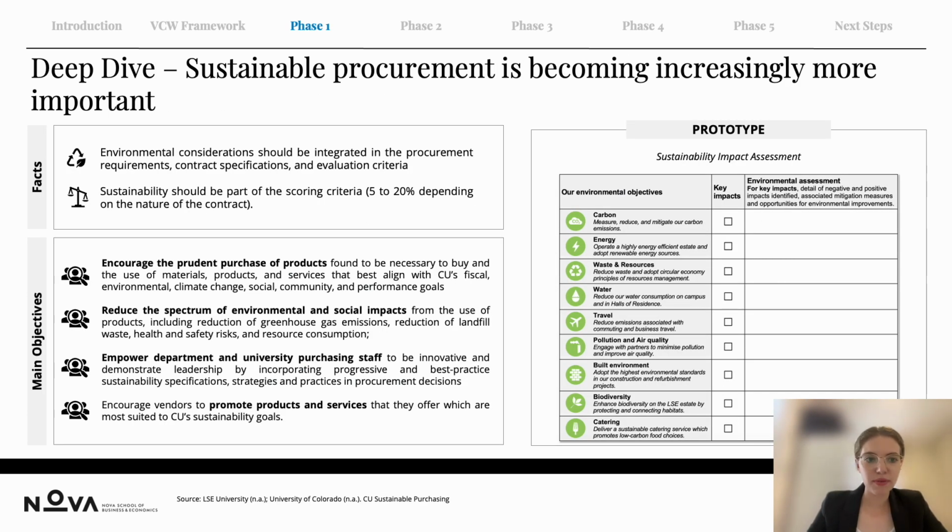So as outlined before, we also took a deeper look at sustainable procurement as one of the dimensions for the competitor analysis. And sustainable procurement actually means that the sustainability aspect is included in procurement requirements, contract specifications, but also evaluation criteria. So suppliers are not only measured based on their performance, but also on how they include sustainability aspects in their service or in their production processes, for example.